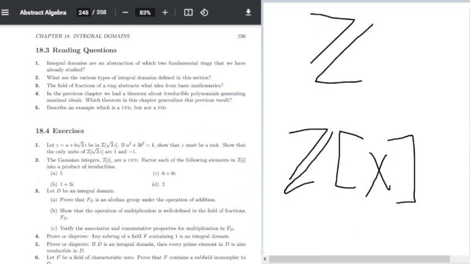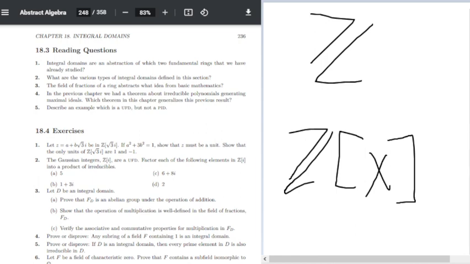The field of fractions construction abstracts from what idea in basic mathematics? The rational numbers. In the previous chapter, we had a theorem about irreducible polynomials generating maximal ideals. Which theorem in this chapter generalizes the previous result about irreducible polynomials generating maximal ideals? The valuation maps. Actually, yeah, the valuation maps.